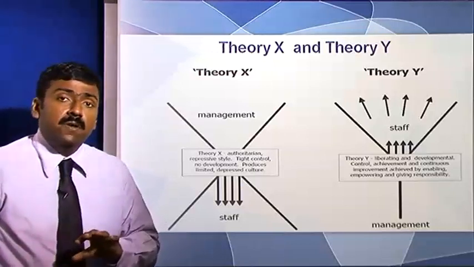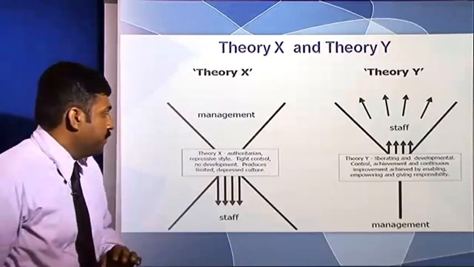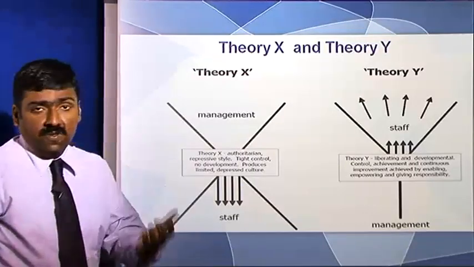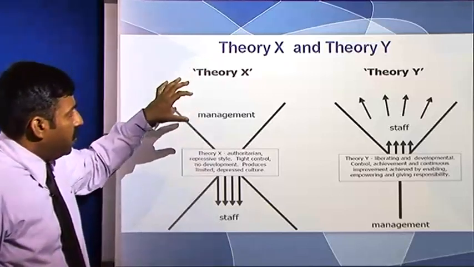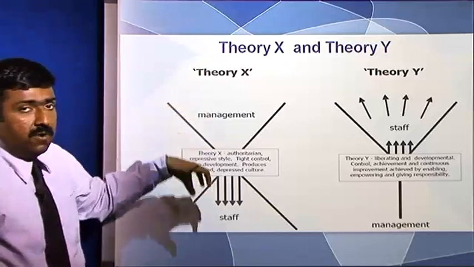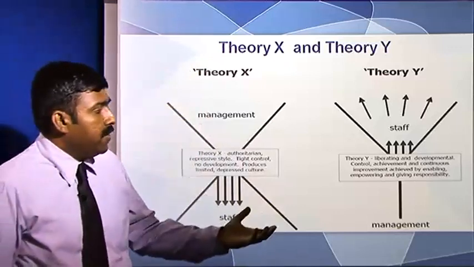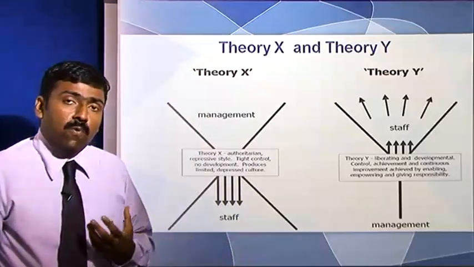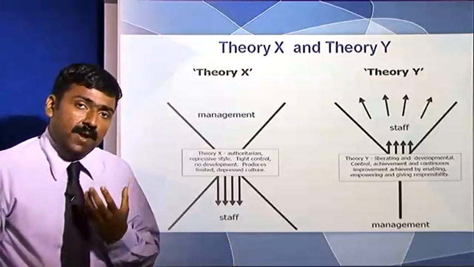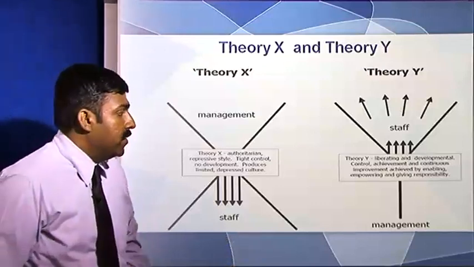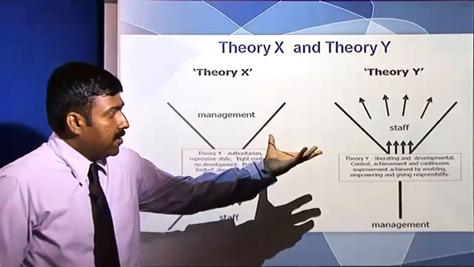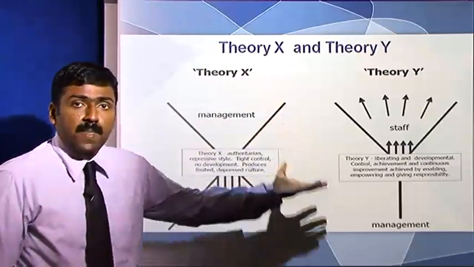They need to be driven to get any sort of results. Because they produce limited output, it's a depressed culture. So if you can see the flow, the management drives down the staff. Theory Y, you have a more open approach. People want to develop, they are motivated. With the right kind of environment and good practices, management can derive the best results from them. So you can see the staff are at the top and you have the management driving them.